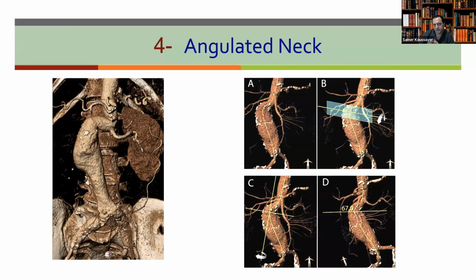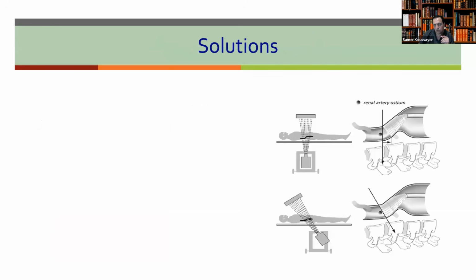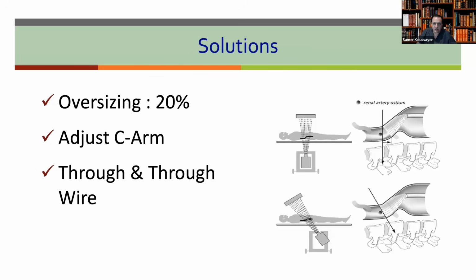Angulated neck. This is the fourth problem, the neck and angulations. You can see it's like 90 degrees. With the old devices, I said you cannot use them, but now the new devices, even with 90 degrees, can still be used. The most important thing is to fix your C-arm. Oversize 20%, very important when you do angulations. Adjust your C-arm.